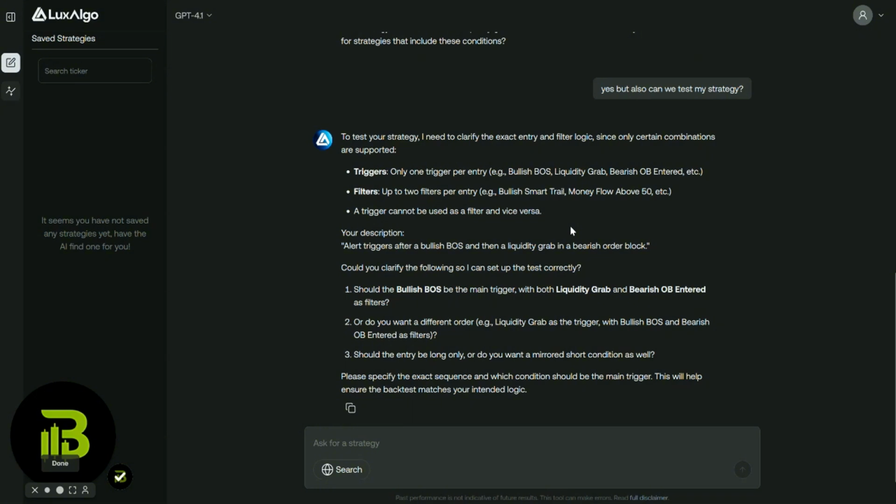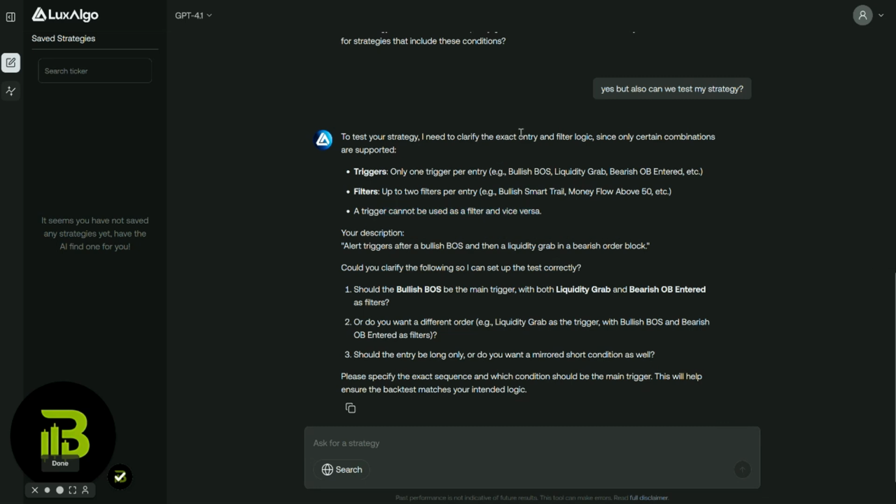So I'm actually going to go through and see if I could get this strategy to work, right? So to test your strategy, I need to clarify the exact entry and filter logic since only certain combinations are supported. So the triggers are only one trigger per entry, and the filters are up to 2 filters per entry as well. So here it's asking for some pretty important clarifying questions. And notice we're learning some stuff from the AI, especially if you want to get deep into Lux Algo. A trigger cannot be used as a filter or vice versa.